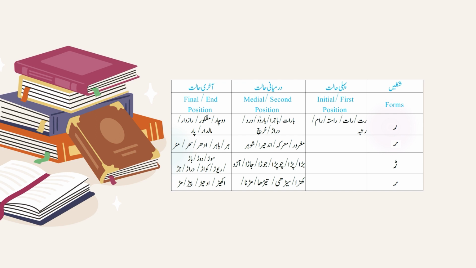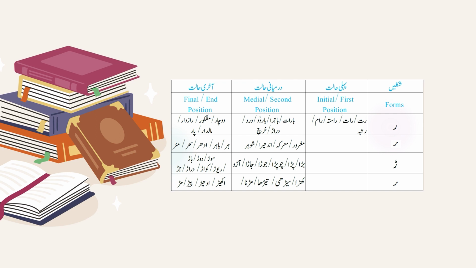Now we'll see the examples of day. We have words here with day in second position: bada, pada, chopada, joda, jada, adu. You have to focus on day with full form. Day with full form in the end or final position: mod, dod, bad, revad, kivad, darad, jad.